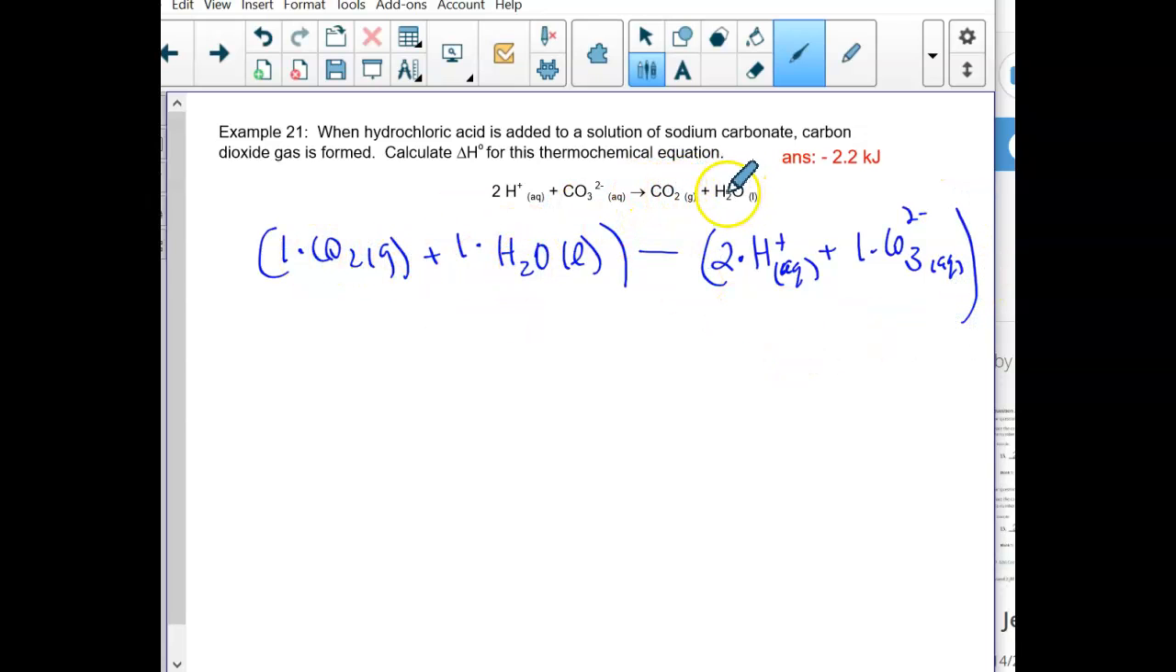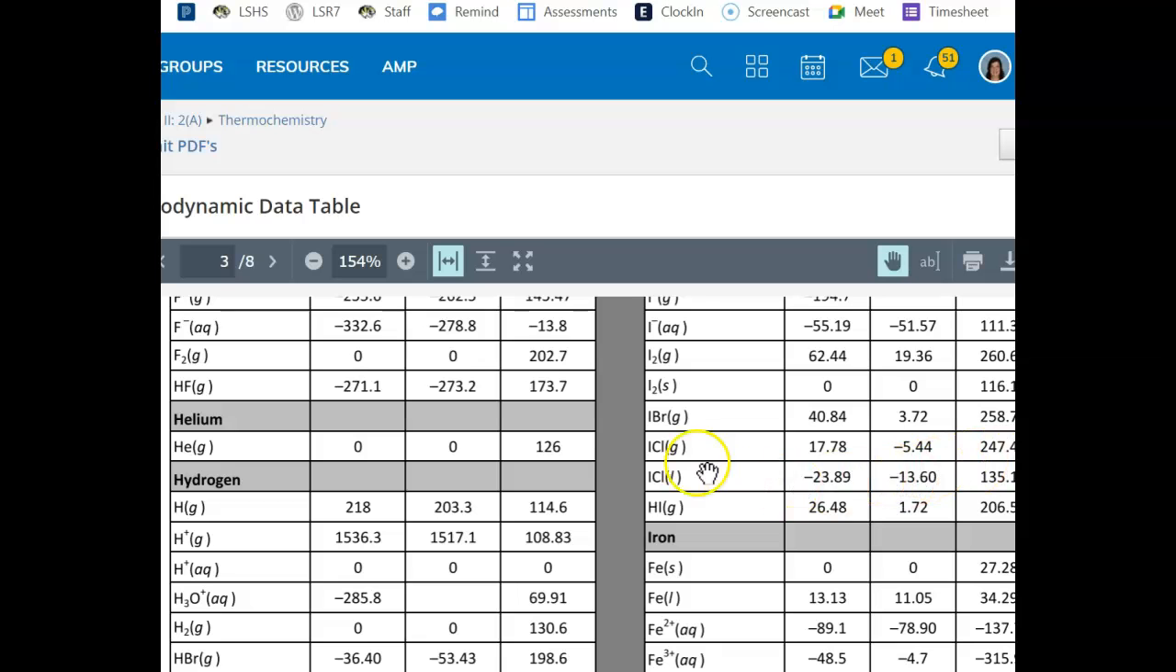Okay, so again we have products. There's 1 CO2 and 1 H2O. 1 times CO2, 1 times H2O. Remember, states of matter are very important. 2 times H plus aqueous plus 1 times CO3 aqueous. And now we're going to find that sheet to look up those. Okay, so 1 times CO2 gas, so we're going to look for CO2 gas in our sheet.